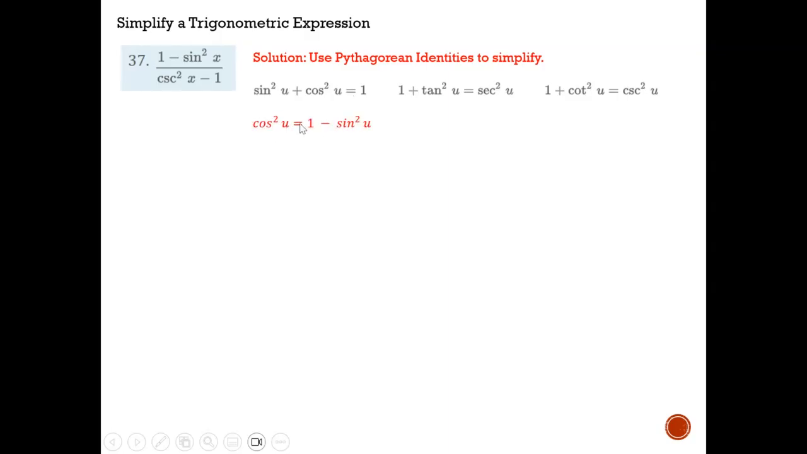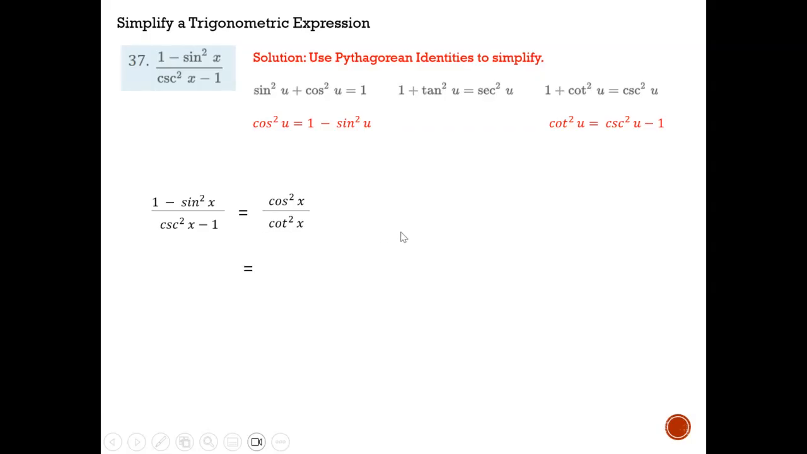Okay. So cosine squared u is equal to 1 minus sine squared u. So I'm going to plug in cosine squared x for 1 minus sine squared x. And also, guys, for the cosecant, we can use this one over here because it has cosecant squared. If I subtract 1 from both sides, it gives us cotangent squared u equals cosecant squared u minus 1. Therefore, I'm going to plug in cosine squared x for 1 minus sine squared x. Then I'm going to plug in cotangent squared x for cosecant squared x minus 1.